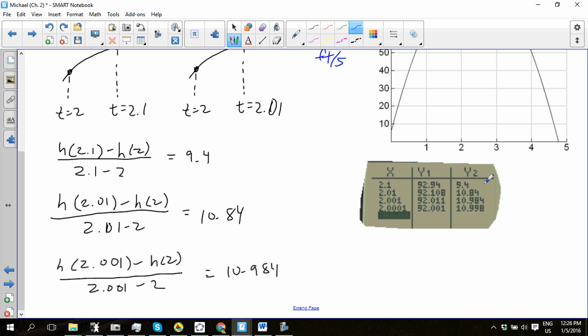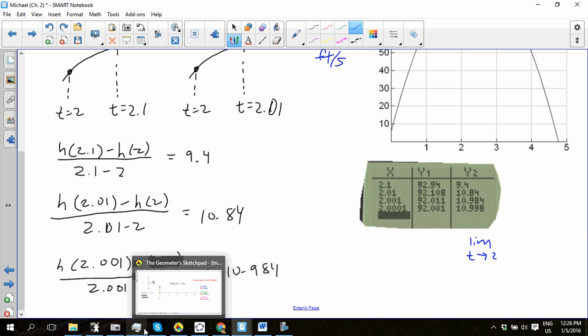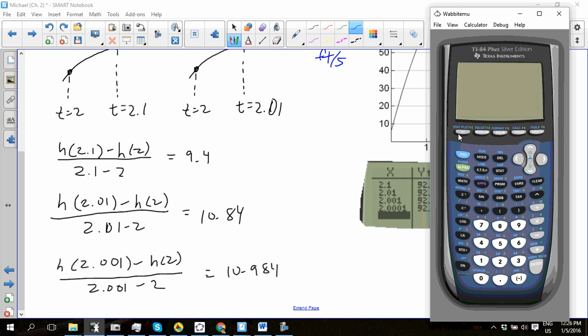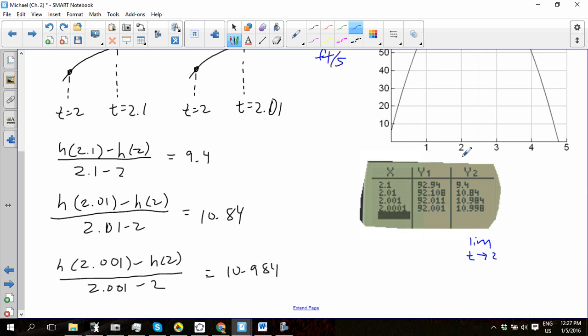We're taking the limit as t approaches 2 of, remember, how did I... too many things open here. Oh, there we go. Here it is, h of t minus h of 2, all divided by t minus 2. I use x on the calculator because I have no choice.